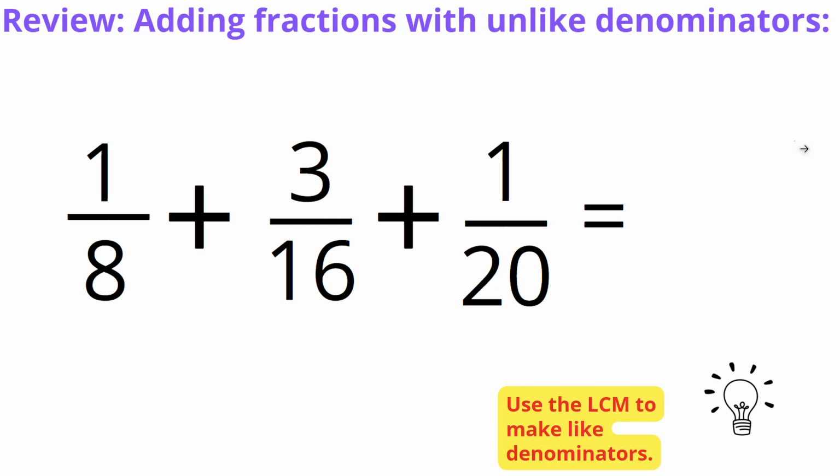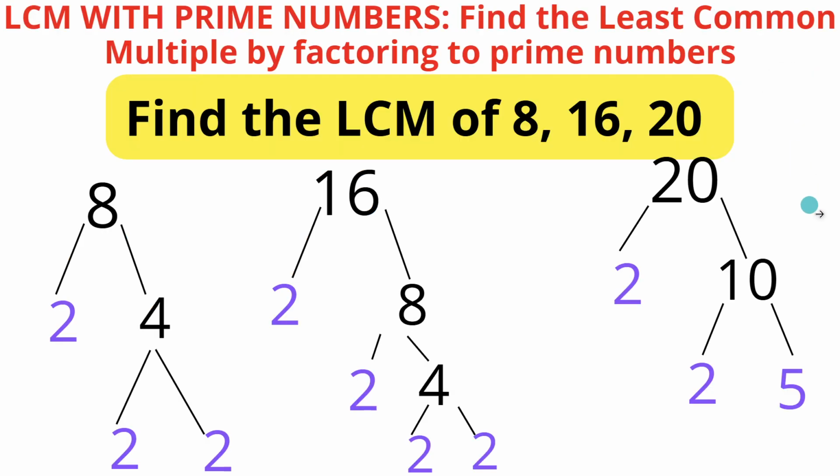Alright, we have adding fractions with unlike denominators. I'm going to take it up a notch. We have 3 fractions to add. We have 8, 16, and 20. We want the LCM of each of those 3 denominators to make equivalent fractions. How do we do that?